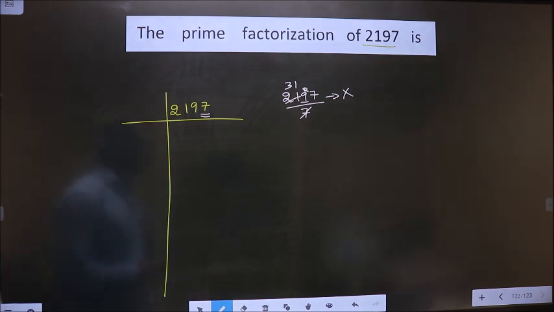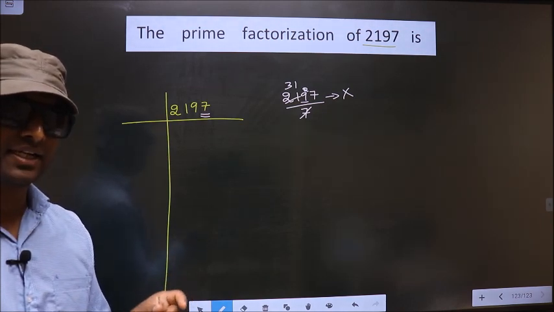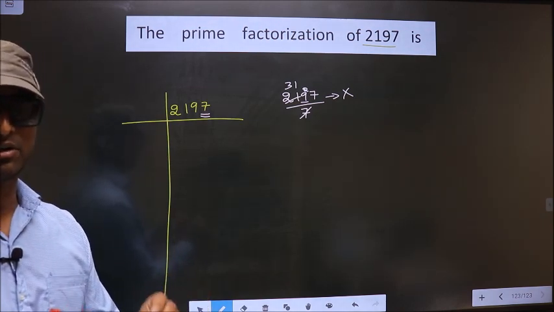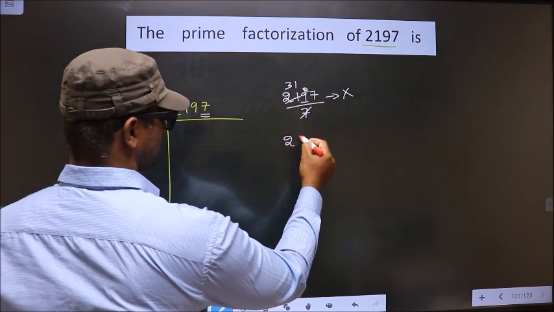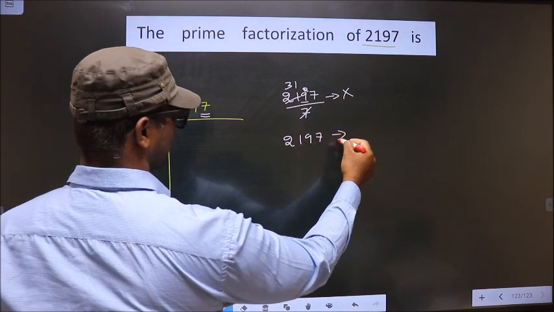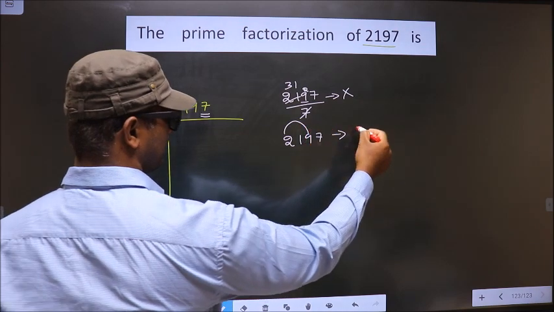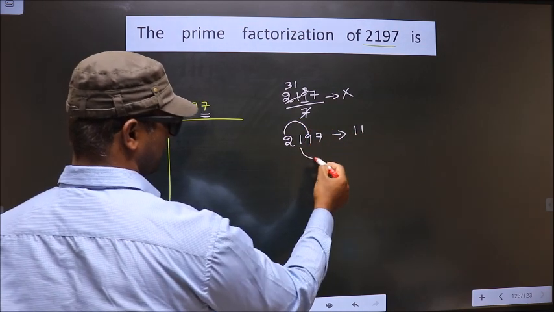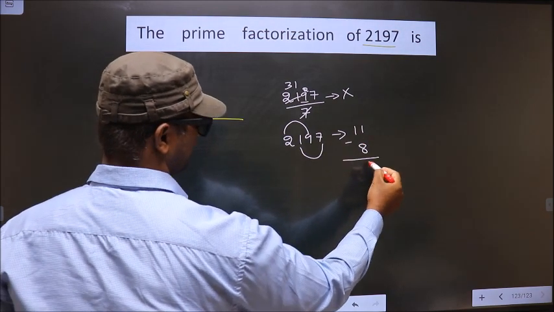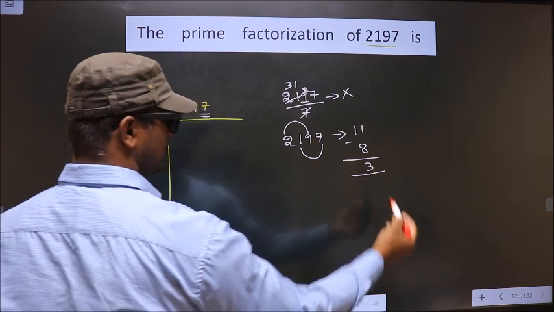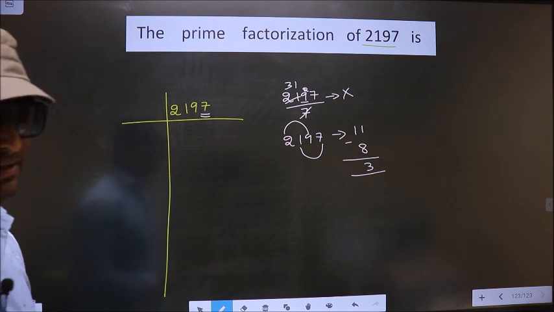Next prime number is 11. To check divisibility by 11, we take the difference of the sums of alternate numbers. What I mean is, see, it is 2197. You add alternate numbers: 2 plus 9, 11. And here 1 plus 7, 8. Now take this difference. We get 3. 3 is not divisible by 11, so this number is also not divisible by 11.